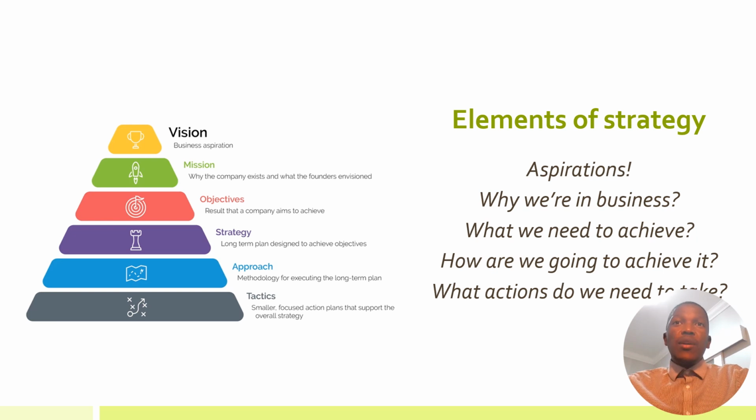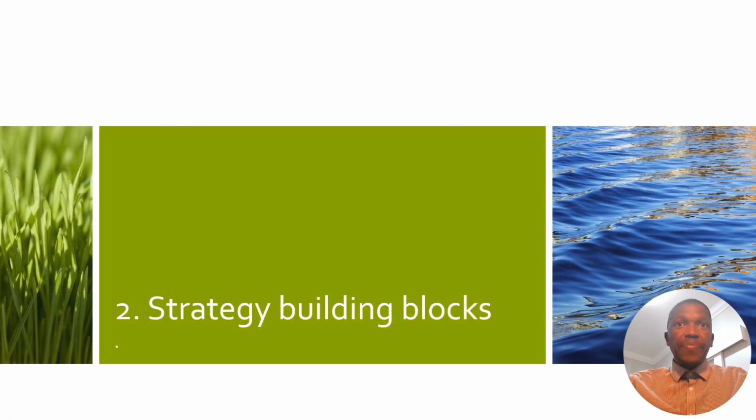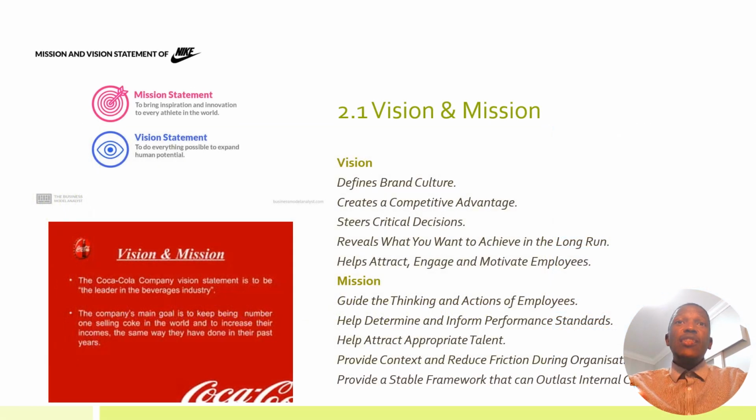The key thing we'll be talking about today is the elements of strategy, which covers the aspirations of organizations, why we're in business, and look at areas of what we need to achieve, how we're going to achieve it, and what actions we need to take. We'll be guided by the diagram on the left, which talks about vision, mission, objectives, strategy, approach, and tactics of implementing the strategy.